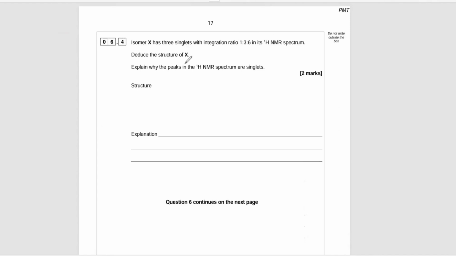So I definitely need to write down the molecular formula, and I need to rearrange the structure so that it has three singlets, so three hydrogen environments that produce singlets, with a ratio of 1:3:6 in the H1 NMR spectrum. Explain why the peaks in the spectrum are singlets.